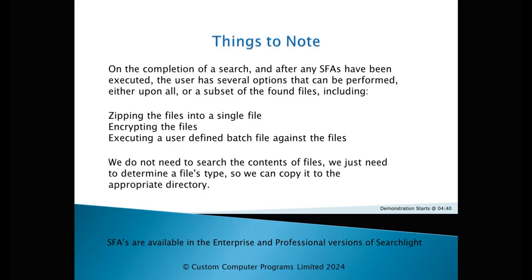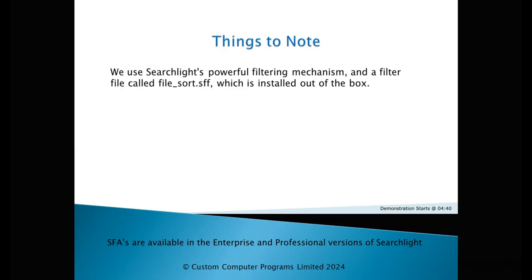It should be noted that in this example, we do not need to search the contents of files; we just need to determine a file's type, so we can copy it to the appropriate directory. In order to do this, we use Searchlight's powerful filtering mechanism and a filter file called file sort, with a file extension of SFF, which is installed out of the box.